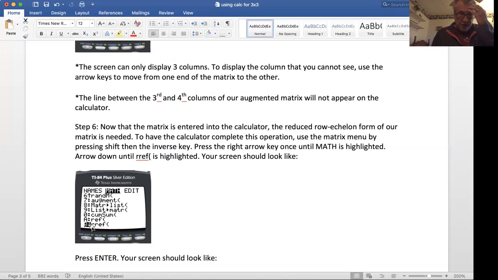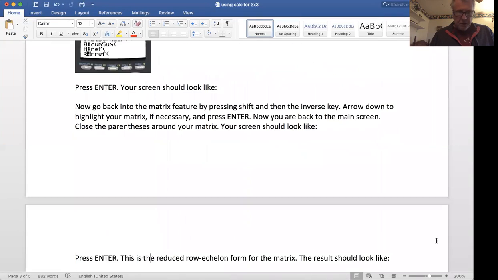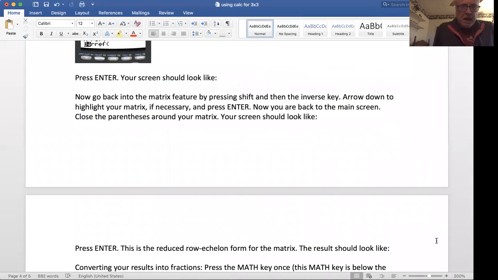Now there's the REF. We don't want that. We want the RREF, this item B here. It should be item B on your calculator as well. If it's not, some calculators are aged a little differently. They're programmed slightly differently. And so if it's not item B, just make sure it says RREF. Now, once you highlight that and press enter, it'll take it back to the home screen. So you'll see RREF on the home screen.